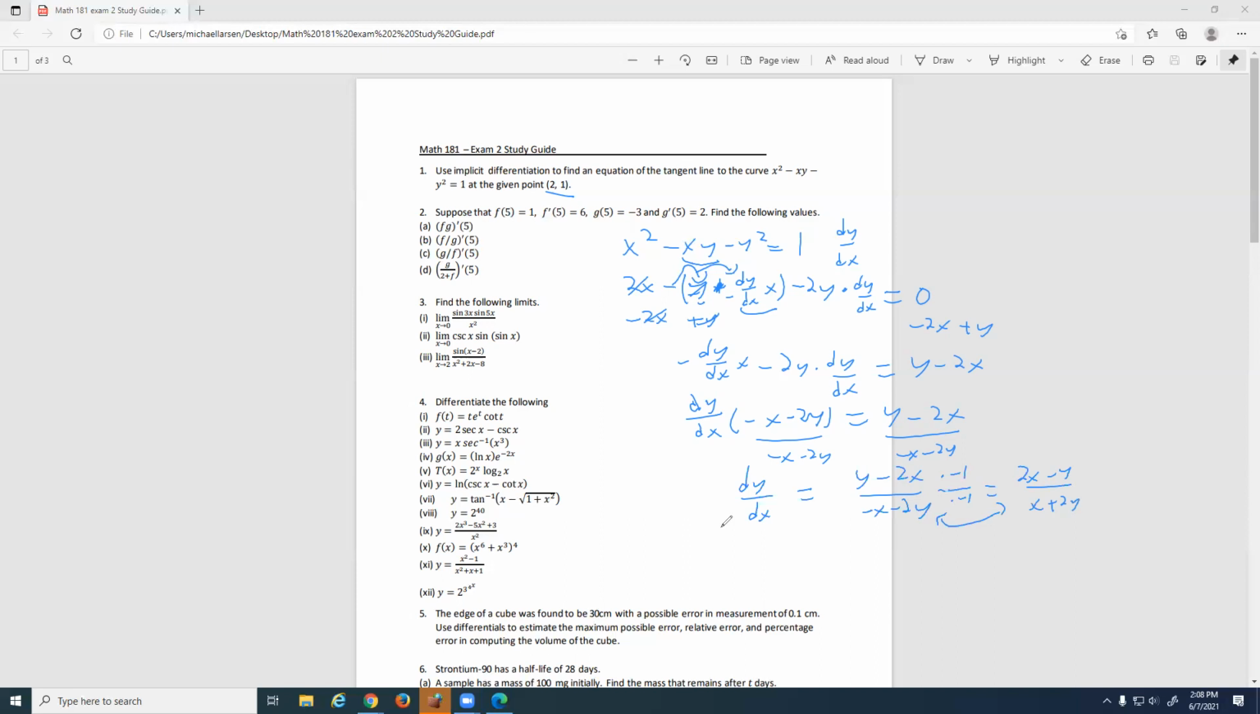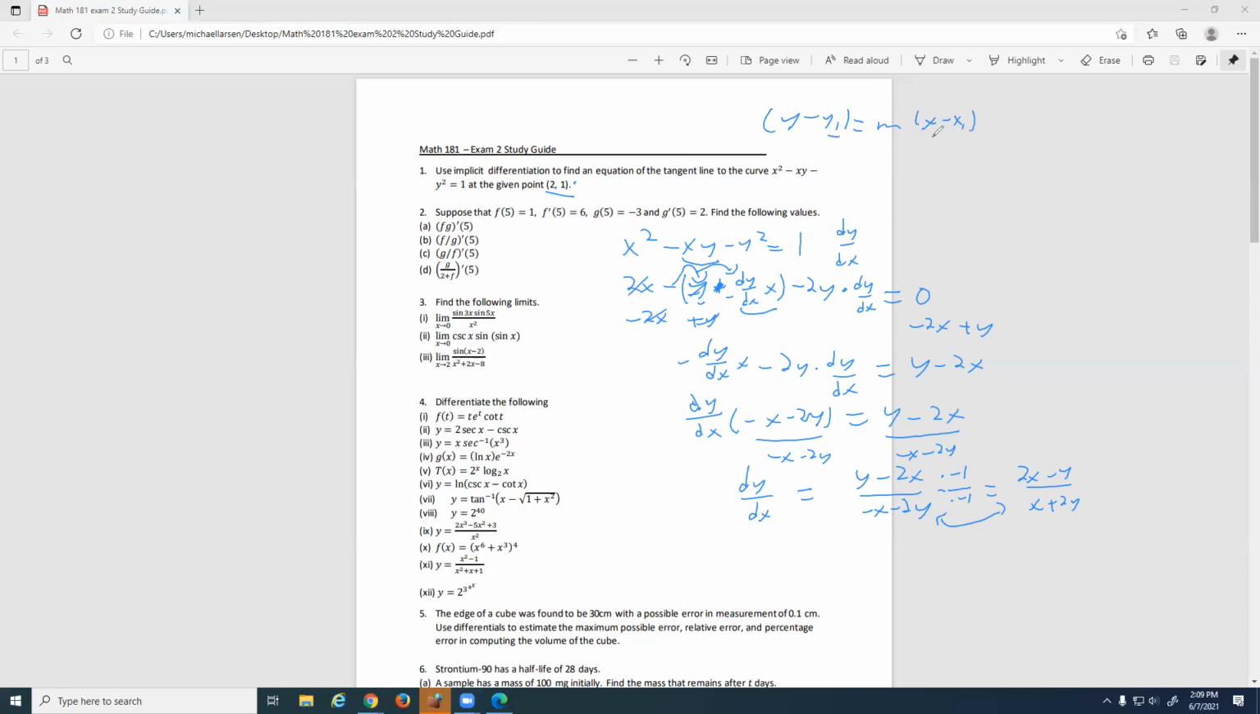All right. So then from here, for the tangent line, we have a point and we're also going to need a slope. We're going to take advantage of the line of the form y minus y1 is equal to m times x minus x1. I believe this is called point slope form.